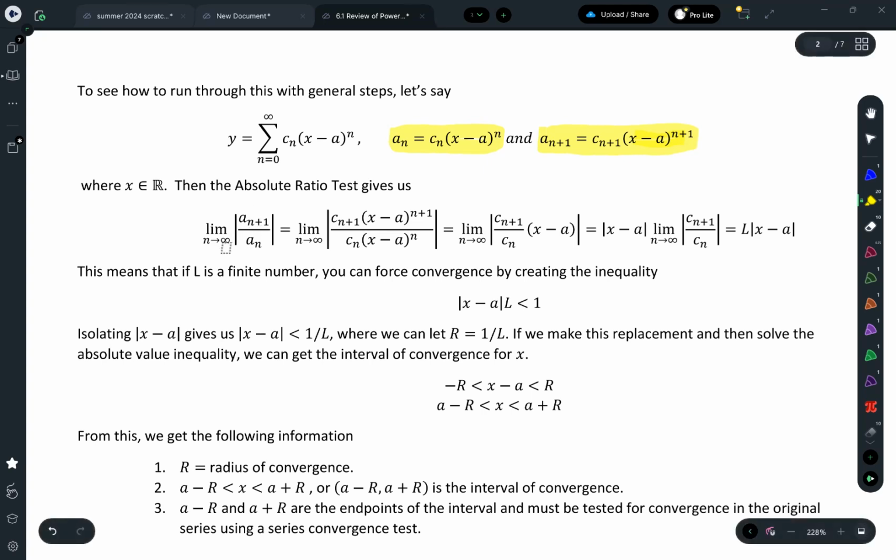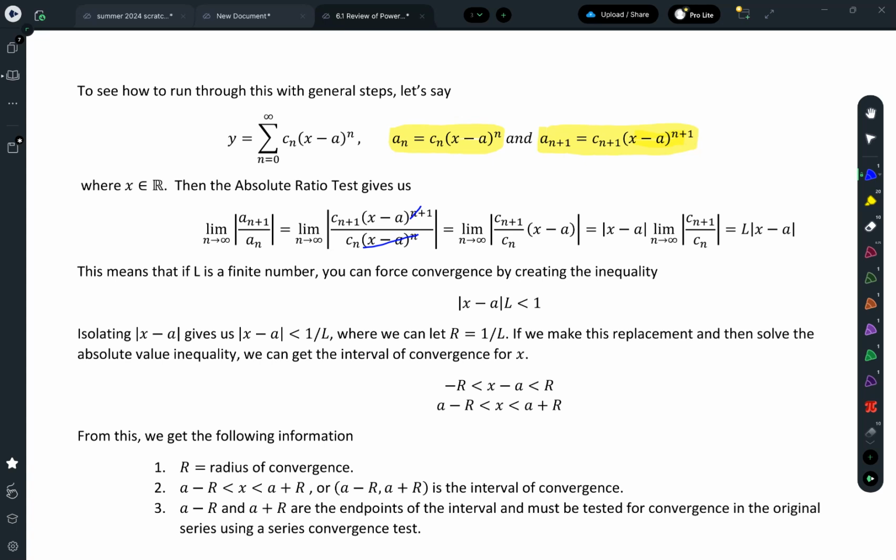So I start with my generic form. The limit as n goes to infinity of the absolute value of a sub n plus 1 over a sub n is equal to the limit as n goes to infinity of c sub n plus 1 times (x minus a) to the n plus 1, all over c sub n times (x minus a) to the n. Well, n of the x minus a's in the denominator cross out with n of the x minus a's in the numerator. And so we're only left with an x minus a.